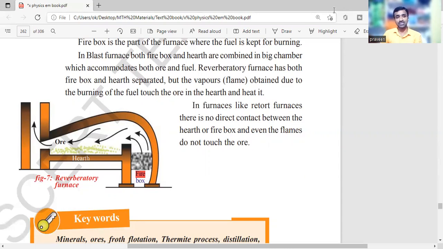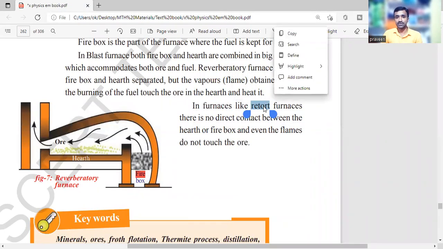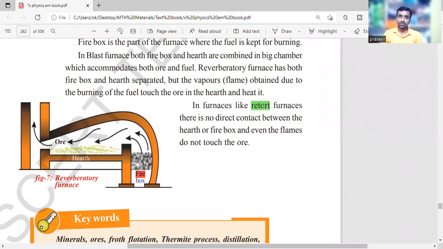Then one more type of furnace is there, that is the retort furnace. The reverberatory furnace has contact between the hot gases and the ore, but in the retort furnace there is no contact of the gases here. Just by radiation, they supply the heat energy, right? That is the difference between the retort furnace and the reverberatory furnace. The flame or gases do not touch the ore here. Remember the retort furnace also, it is given in the last paragraph, right? So this is about your syllabus.